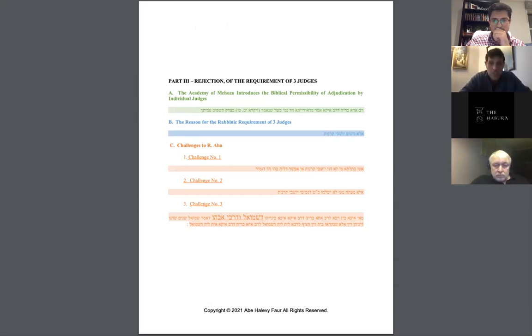when Rava was Rosh Yeshiva, we said the Yeshiva was in Pum Bedita. The next generation was Rav Papa. Rav Papa was the Rosh Yeshiva. A colleague of Rav Papa is Rav Aha Bere de Rav Ika. And Rav Aha Bere de Rav Ika was not the Rosh Yeshiva, but he makes the following statement.